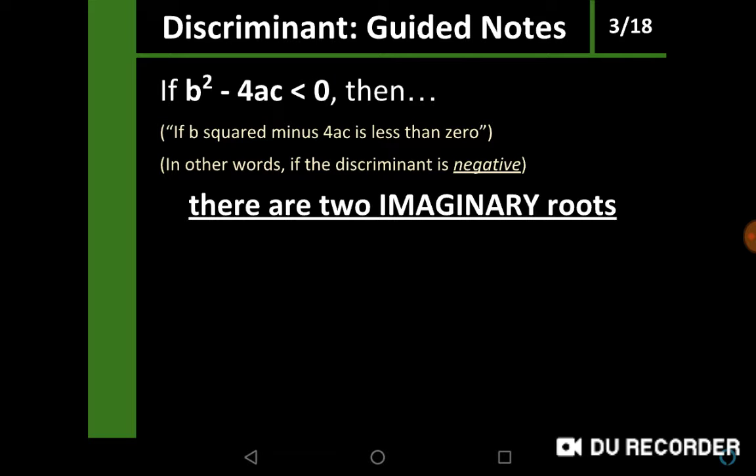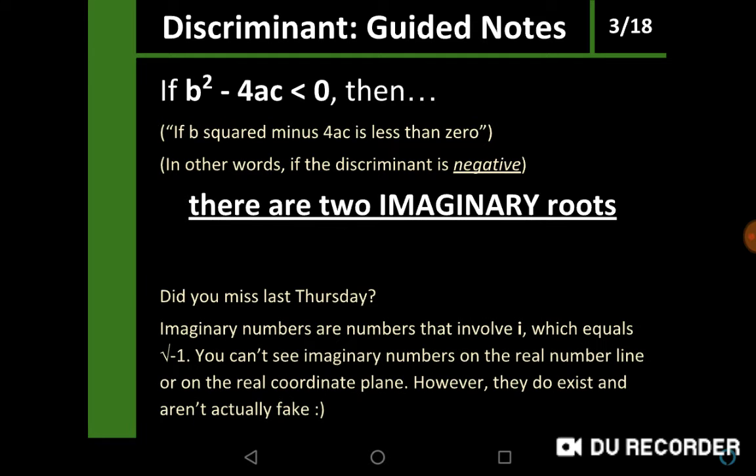They're not fake. So if you missed last Thursday, here's a note about imaginary numbers. Or if you were here, but you don't really remember, here it is. So imaginary numbers, those are the ones that involve i. So i is the square root of -1. And if you've got an imaginary number, you're not going to see it on the graph and you're not going to see it on a number line, but they do exist. They're not actually fake numbers. They are numbers. They're just a different type than we've used before.